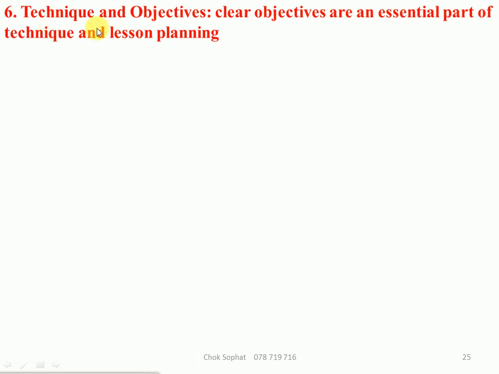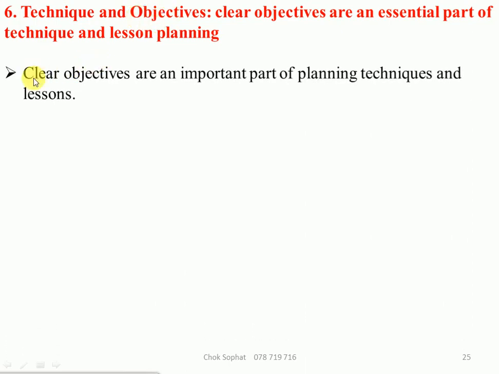Okay, number six, techniques and objective. Clear objectives are an essential part of techniques and lesson plan. So when we set objectives they must be clear, attainable, consistent, measurable, right? Clarity. Clear objectives are an important part of planning technique and lesson. So when we have clear objectives, we can choose the correct technique and the correct data to apply with the techniques, and we can plan the lesson.